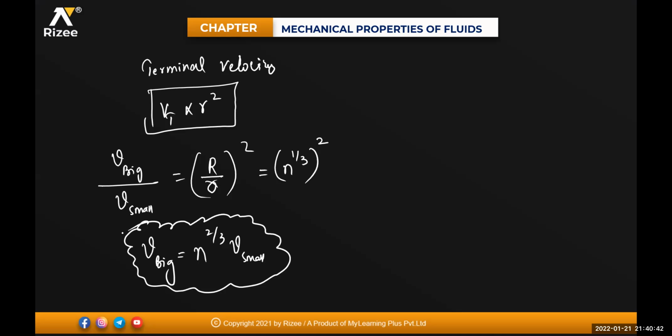Clear for everyone? Is that clear? Clear, beta? Terminal velocity of the bigger droplet is equal to n to the power of 2 by 3 times the terminal velocity of the smaller droplet. See this one once.